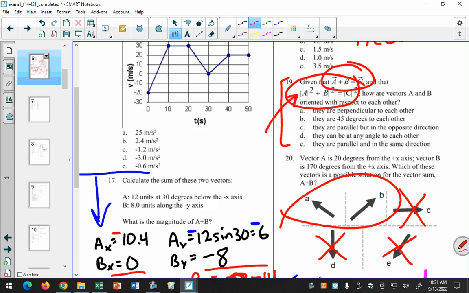What does it look like? A squared plus B squared equals C squared? Pythagorean theorem, which only applies to what type of triangles? Right triangles. So that means that my two vectors A and B are like this, and the vector C is like that. That Pythagorean theorem only applies to right triangles.